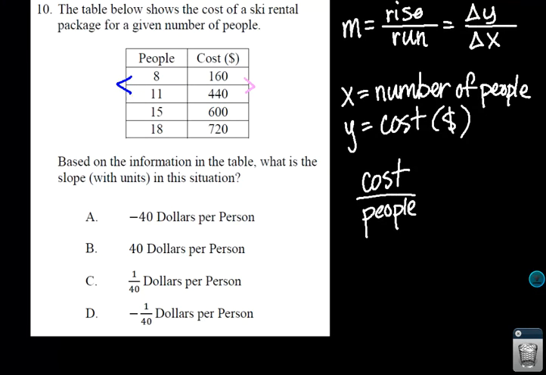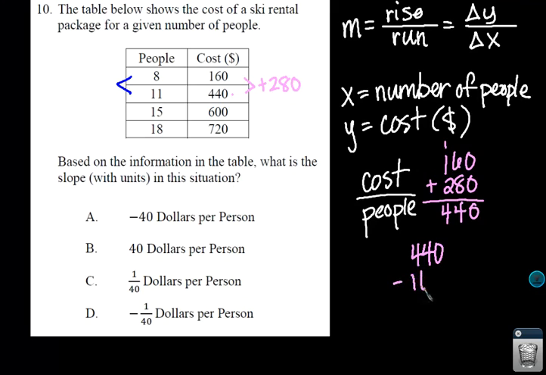So what is the change in cost? How did I get from 160 to 440? Up how much? 280. 160 plus 280 is 440, like it's supposed to be. Or we can say 440 minus 160. 0 minus 0.